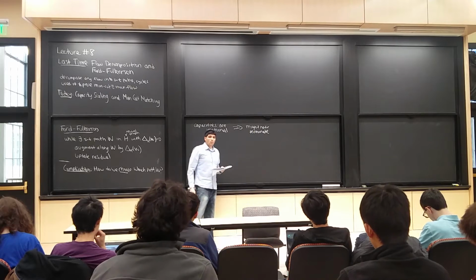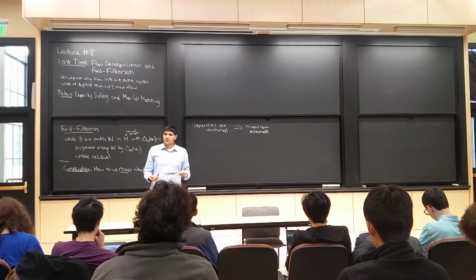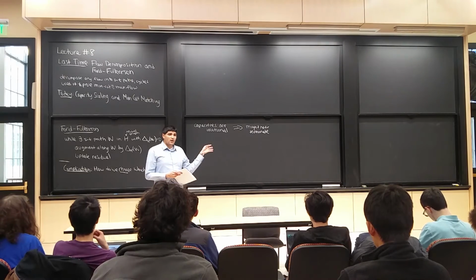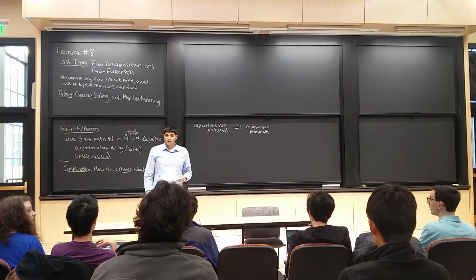In fact, it was even worse than this. So when we had irrational capacities, it was even worse that Ford-Fulkerson didn't terminate. What was actually worse about that example? Can someone remind me? Yep. It can be arbitrarily far away.